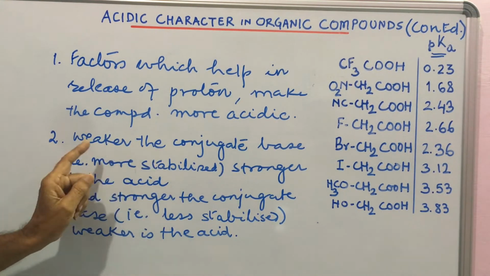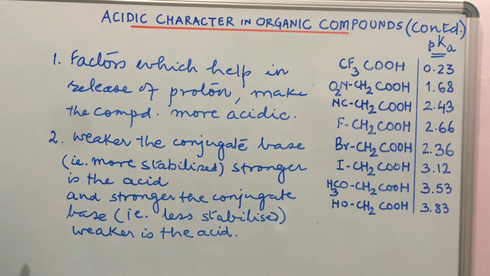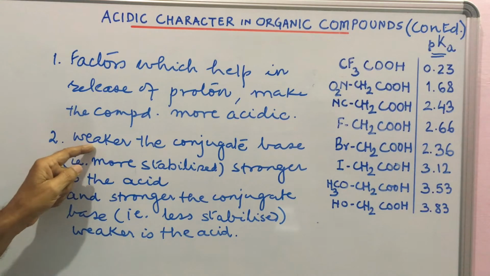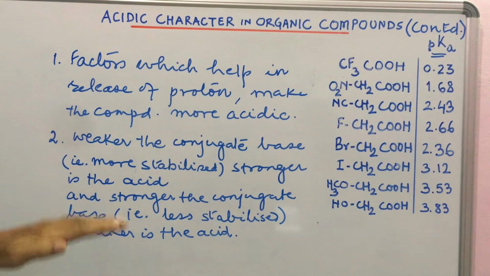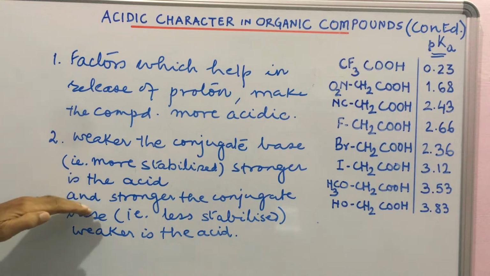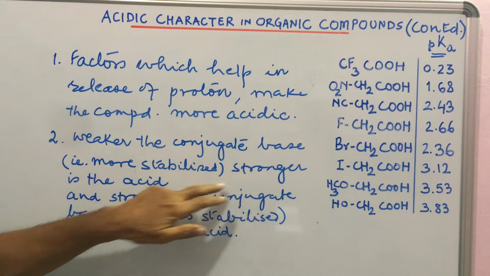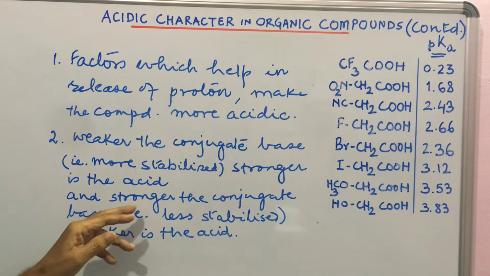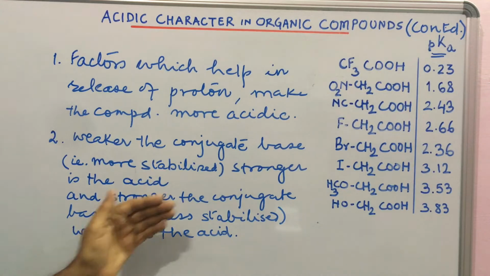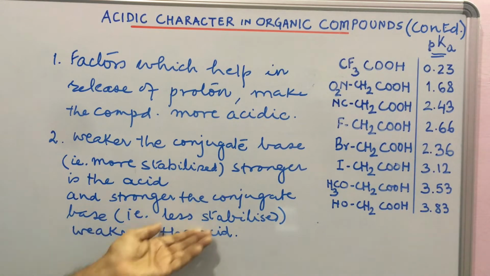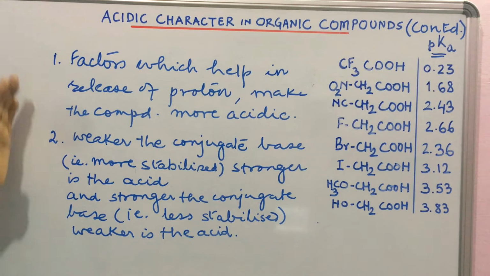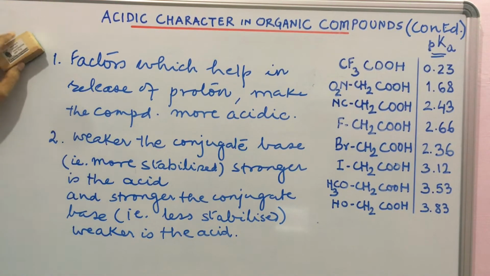Second point, if the conjugate base that is formed is more stabilized, that is, it is weaker, of lower energy, then the acid is stronger. And just the reverse, if the conjugate base is stronger, that is less stabilized, of more energy, then the acid is weaker. These 2 points must be kept in mind. We will take the first one now.